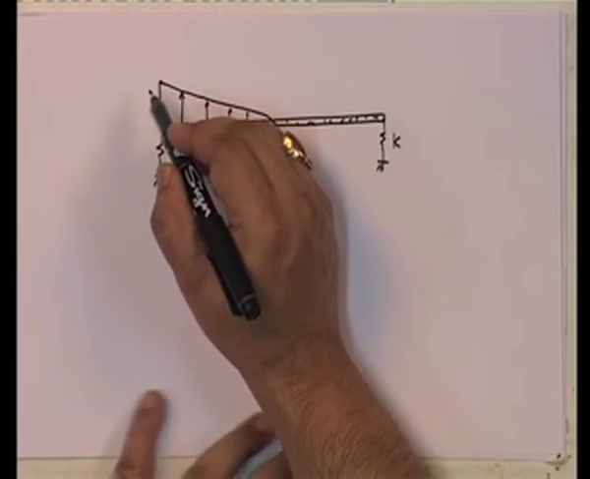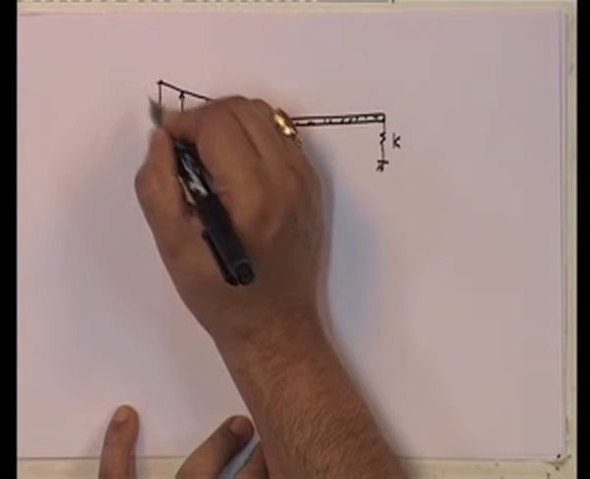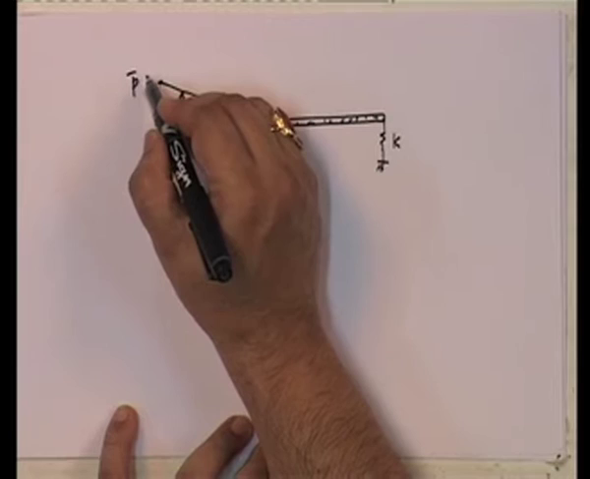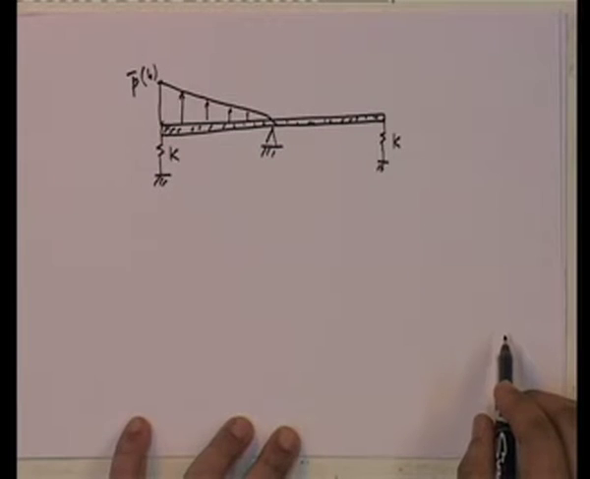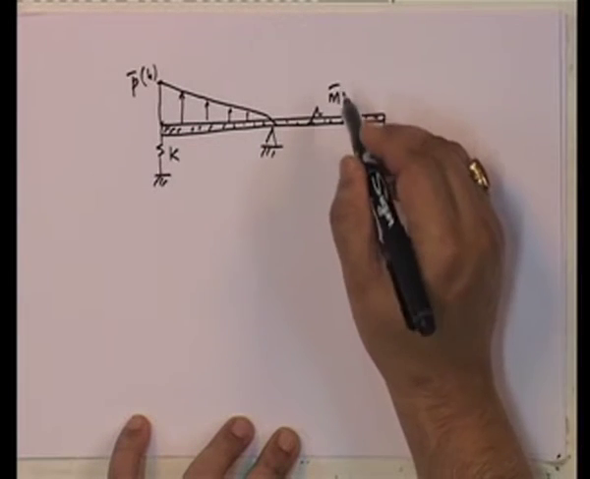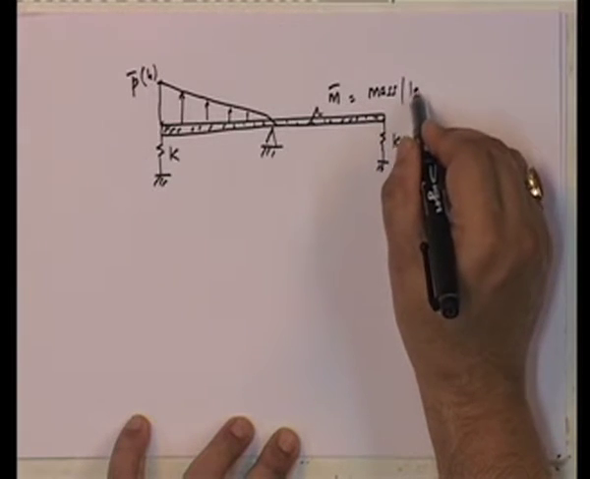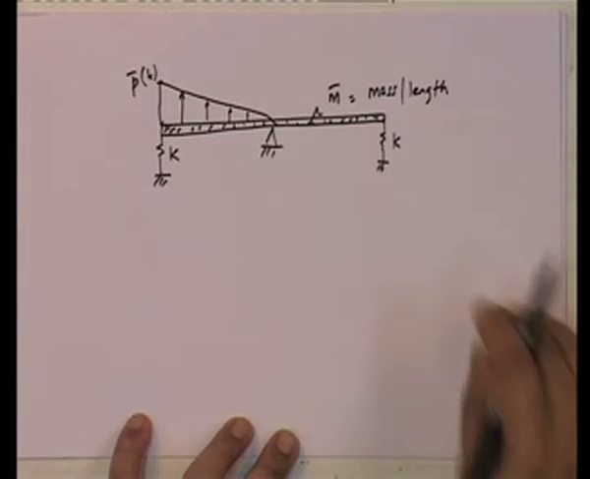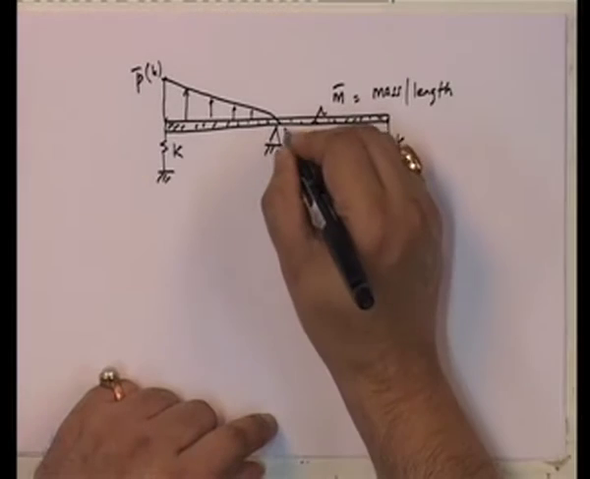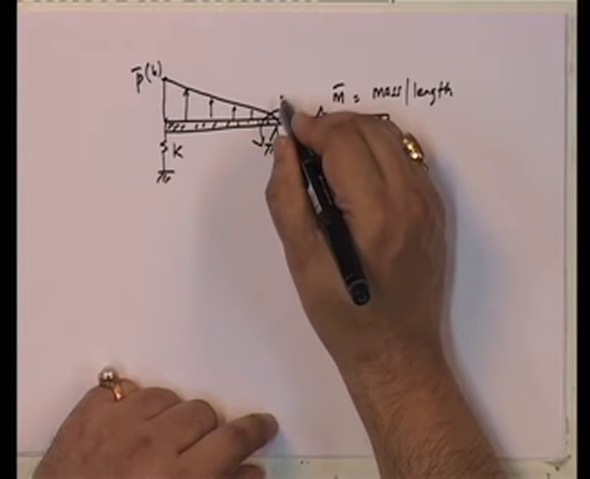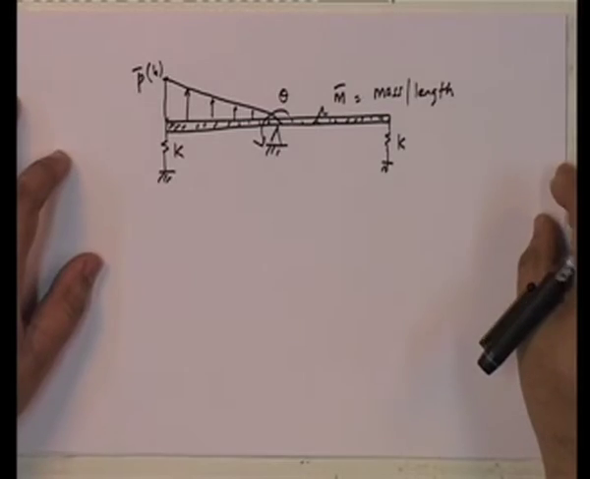The loading is only here, where at this point the load is given as p bar of t. And this has m bar, constant mass per length. What I have to do, and what is my degree of freedom? I will define my degree of freedom as the rotation here.